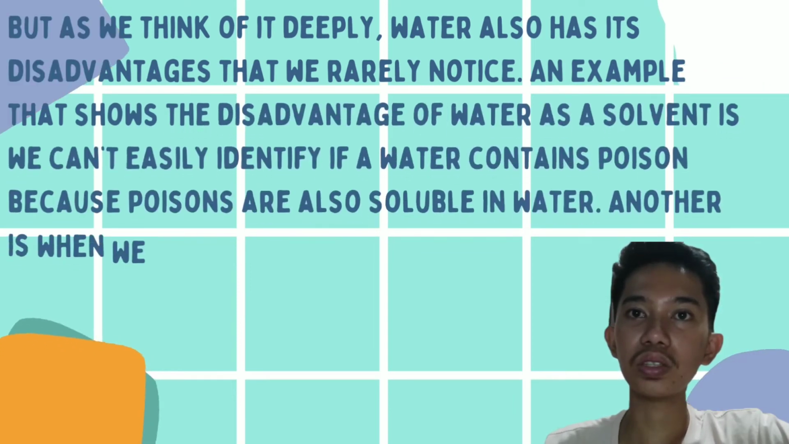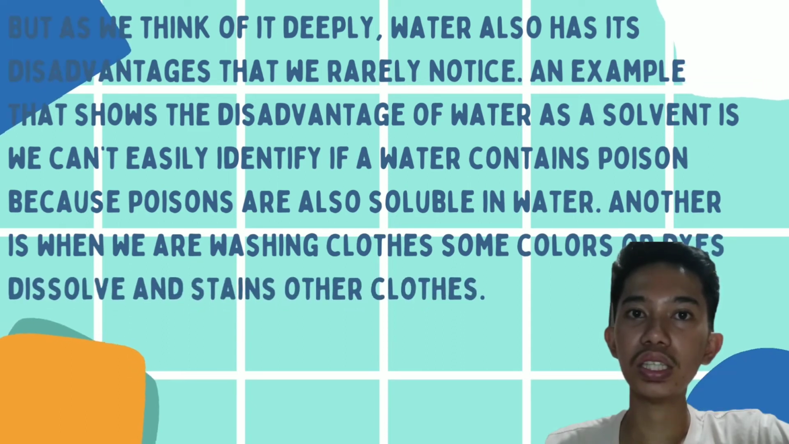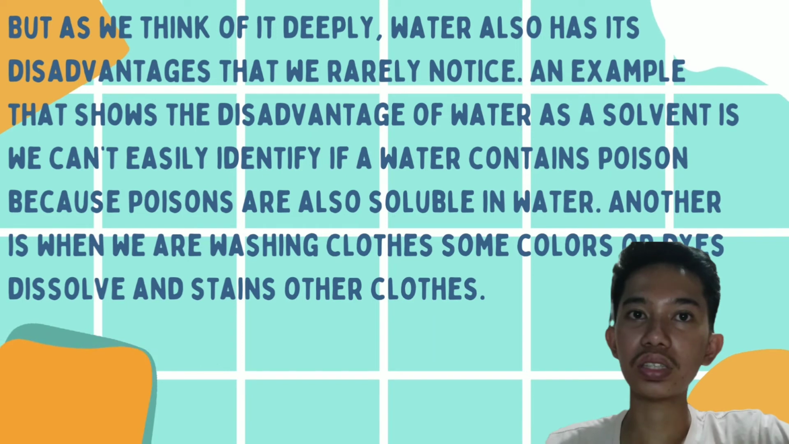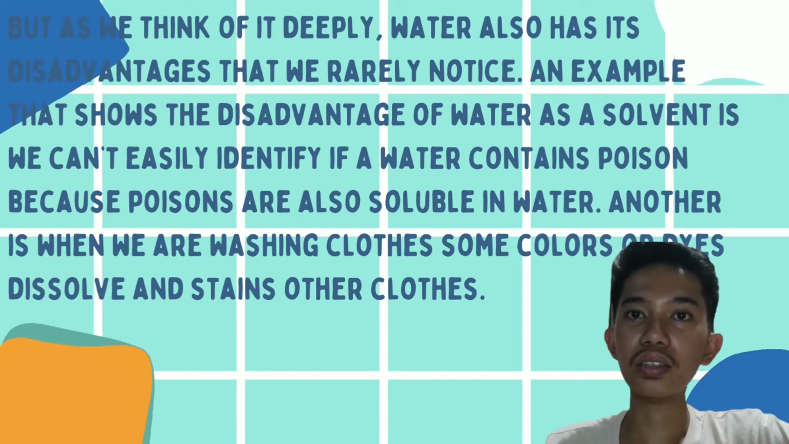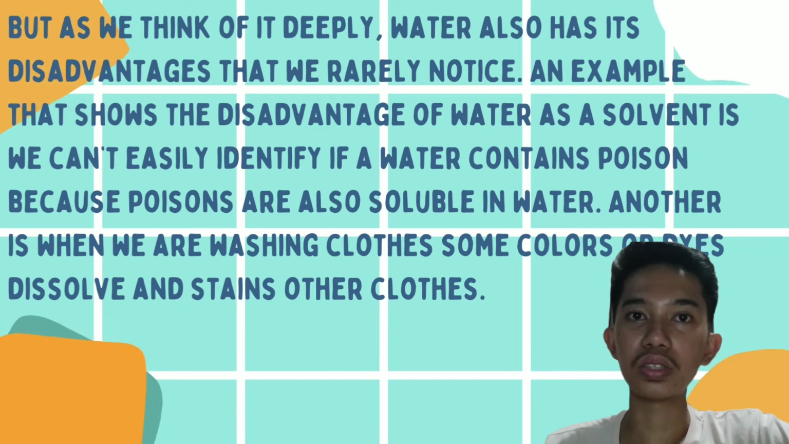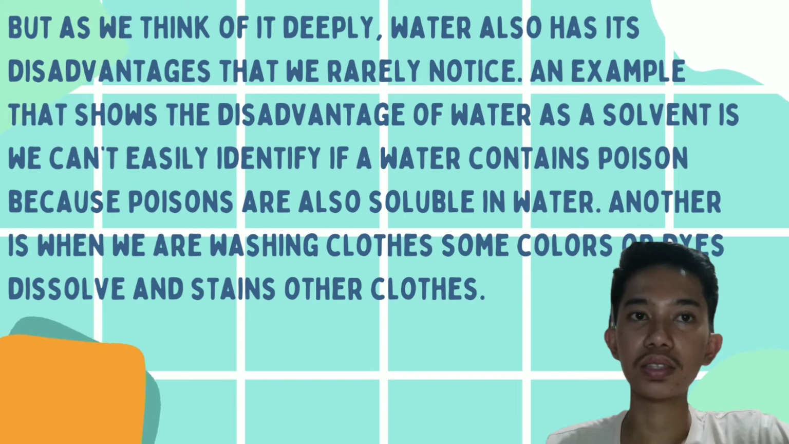An example that shows the disadvantage of water as a solvent is we can easily identify if water contains poison, because poisons are soluble in water. Another is when we are washing clothes. Some colors or dyes dissolve and stain other clothes.